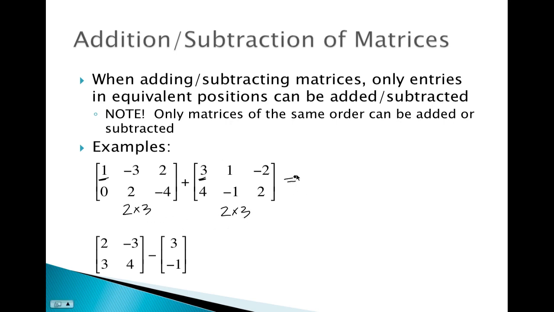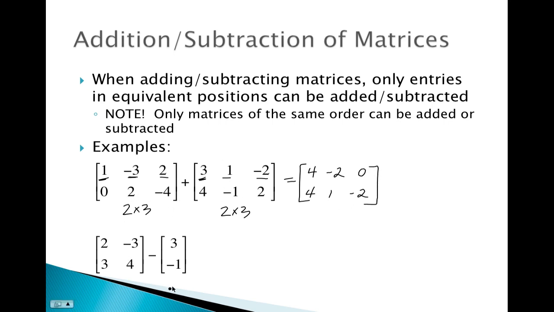And when we add them, we're going to add the equivalent entries. So 1 plus 3 is 4. Then we now have negative 3 plus 1 is a negative 2. 2 minus 2 is going to be 0. 0 plus 4 is 4. 2 plus negative 1 is 1, and negative 4 plus 2 is a negative 2. So that's how you would add these two matrices together.